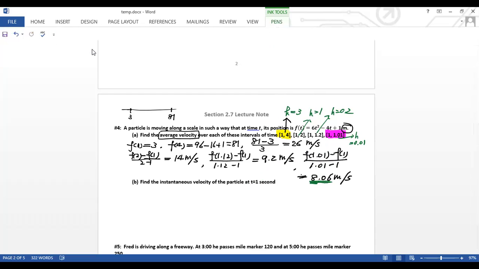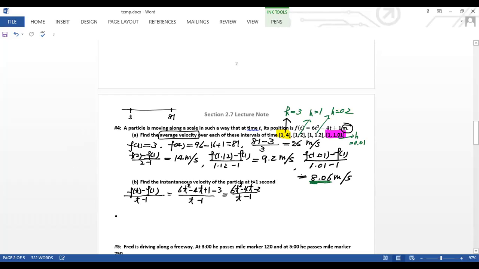So let's take a look at what happened. How do I get the instantaneous velocity? Remember, the instantaneous is the one where you find the limit, right? So first I will say f of t minus f of 1, over t minus 1. So f of t is 6t squared minus 4t plus 1. When t equal to 1 it is 3, so it's minus 3 here. This is over t minus 1. So what is here? This is 6t squared minus 4t minus 2, over t minus 1.